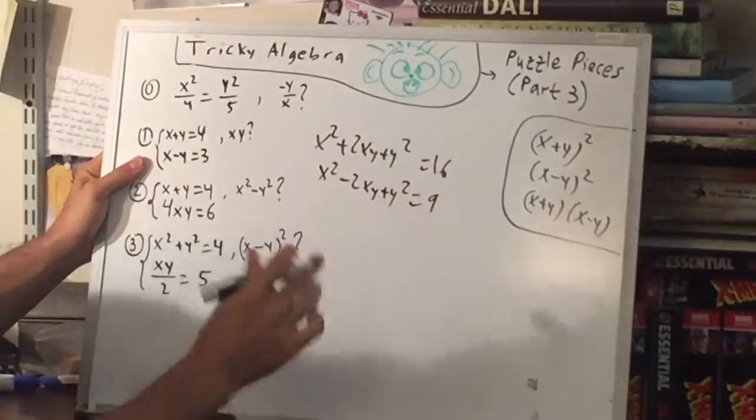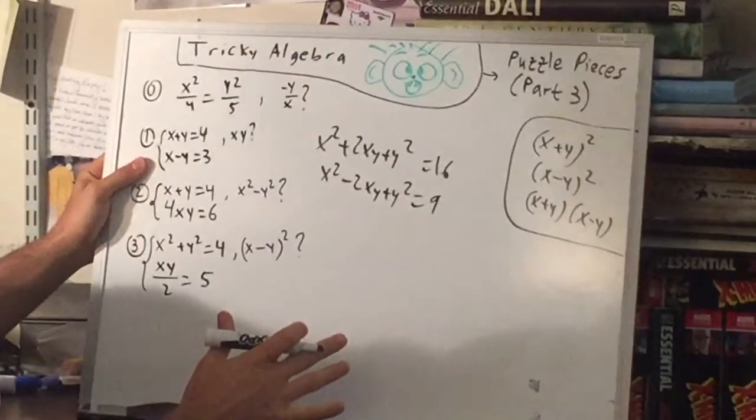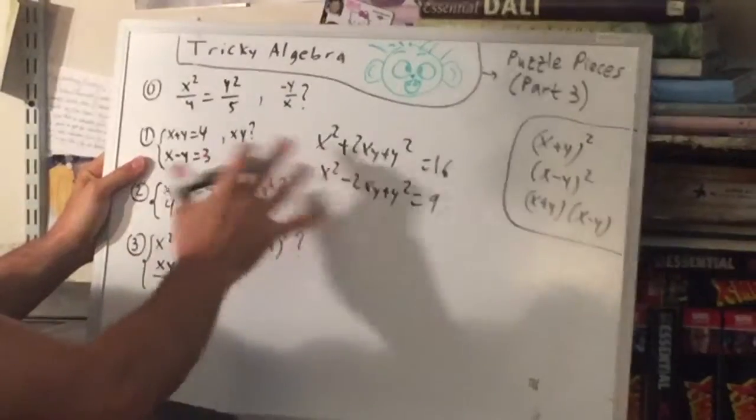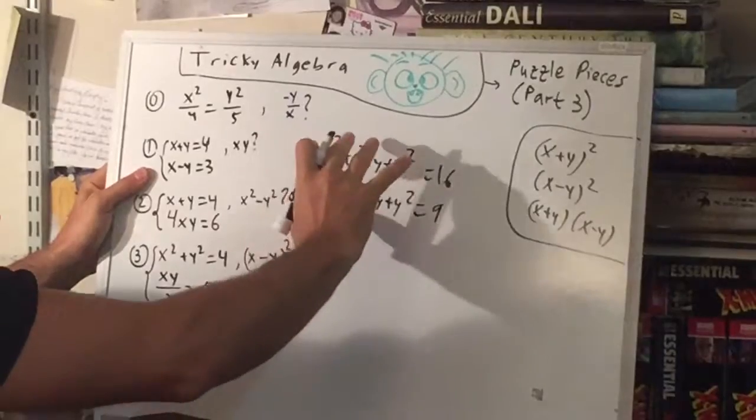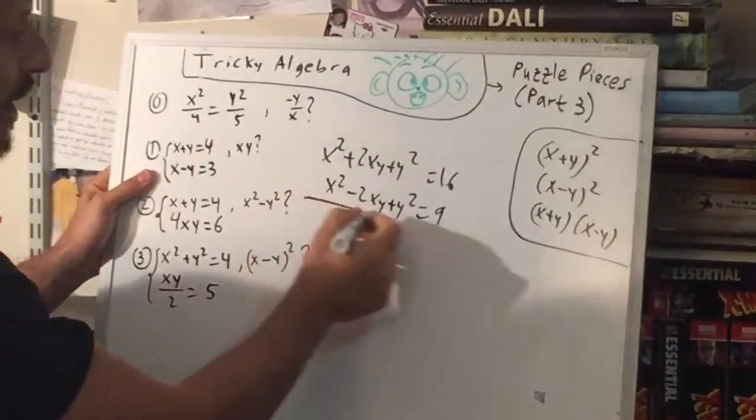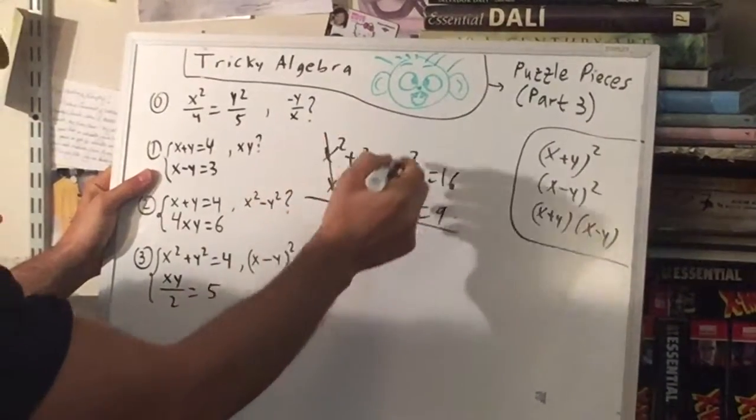So far it looks like I've greatly overcomplicated the problem, except if you're very comfortable with this, it's not too bad. So now what we're going to do is subtract these entire equations. Why are we doing that? Because these will cancel.